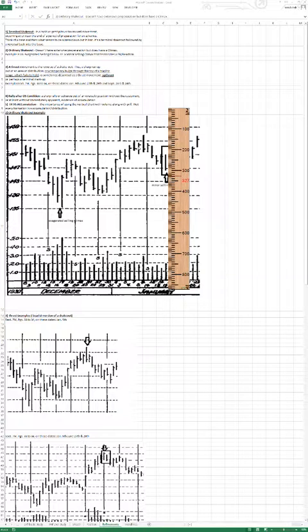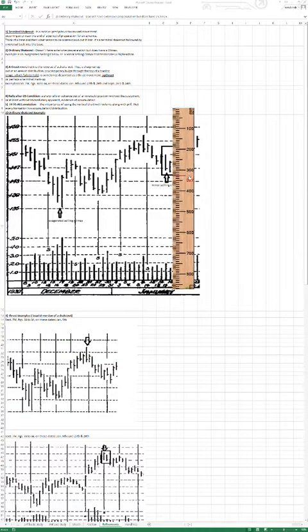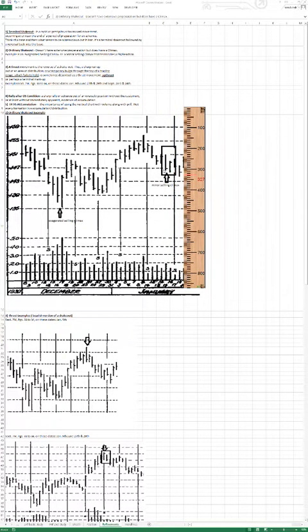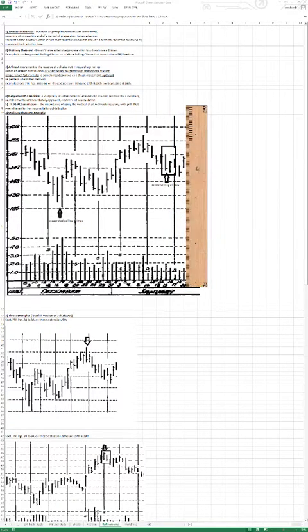Why? Because it terminates a reaction. It terminates a pullback. It rallied, then it pulled back. This pullback terminated the pullback. And then you had a little shakedown right here and a reversal back up. But that is your key.